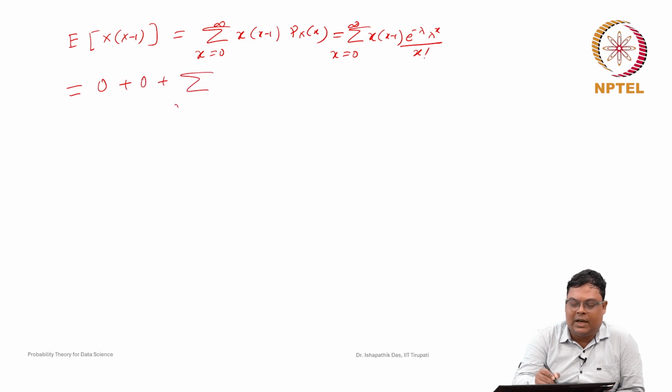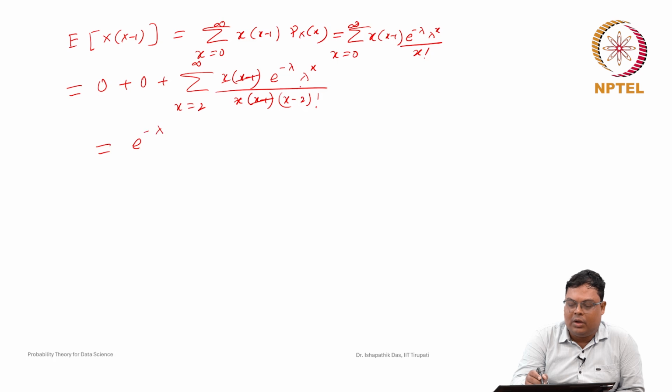So, we can write the sum from x equal to 2 to infinity of x into x minus 1 e to the power of minus lambda, lambda to the power x by x factorial, where we write x factorial as x into x minus 1 into x minus 2 factorial. Then these are cancelled, and we get some convenience here. Now e to the power of minus lambda is independent of the sum, and also lambda to the power x we can write as lambda square into lambda to the power x minus 2.